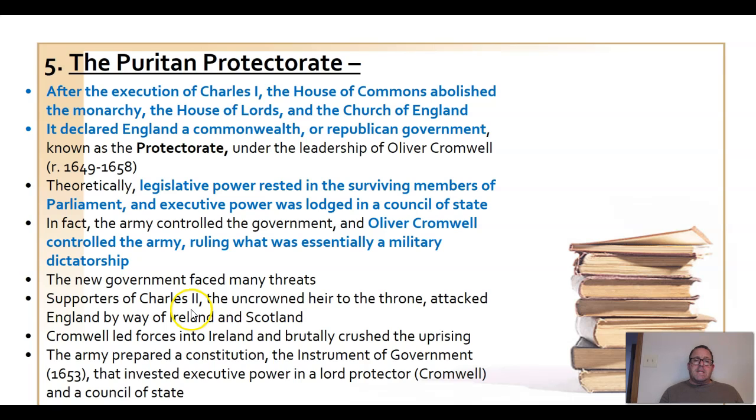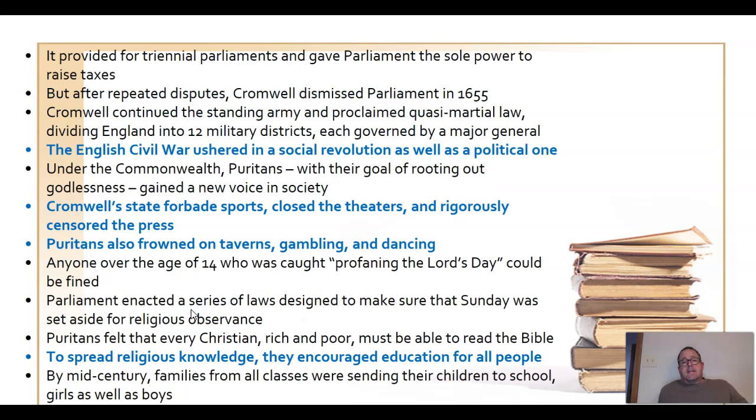Okay? So some of the things that take place is that obviously there is no monarchy anymore. That's dissolved, as is the House of Lords, which is the upper house of Parliament, and the Church of England, or the Anglican Church. And that's because Oliver Cromwell is a Puritan, okay? And so that becomes the dominant religion, all right?